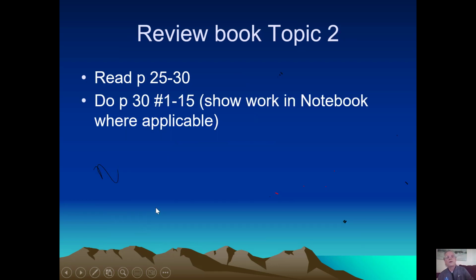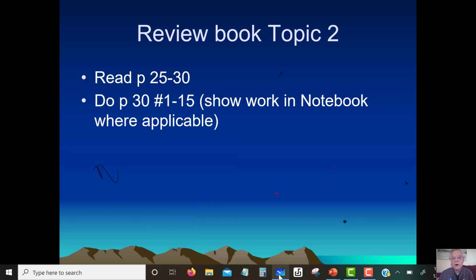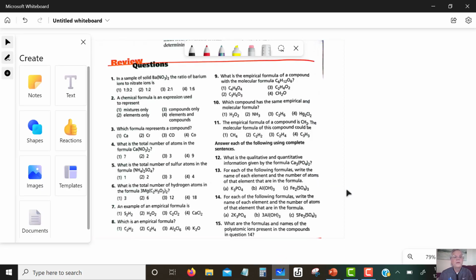You should get a hold of your review book at this point, or get a photocopy of the review book from somebody, or scan it. Use your phone to get images, pages 25 to 30, and on page 30, we'll look at questions 1 to 15 together so that you have a clue on what to do with these. So let me just get to a whiteboard here. And this is that page, page 30.